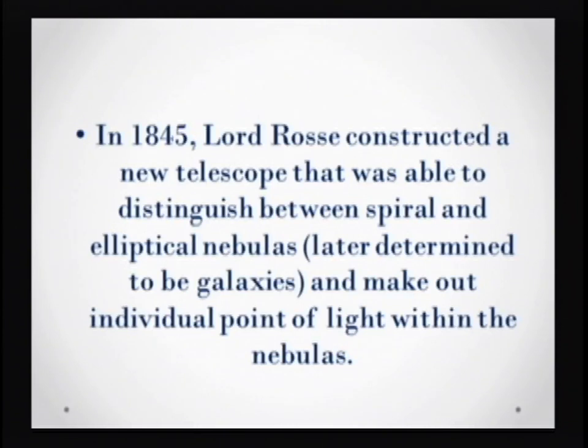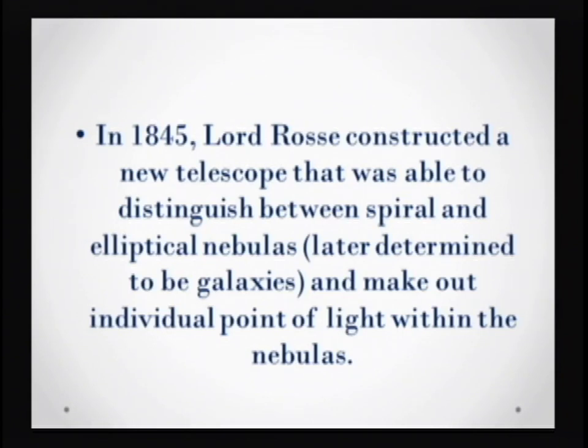So now let's go back and look at how we are making and distinguishing what's going on with these galaxies. In 1845, telescopes are getting larger and larger. They're able to have a greater light gathering power, and so we're able to see further and further into space. And so Lord Rosse in 1845 was able to build a telescope that was finally able to distinguish between spirals and elliptical galaxies.